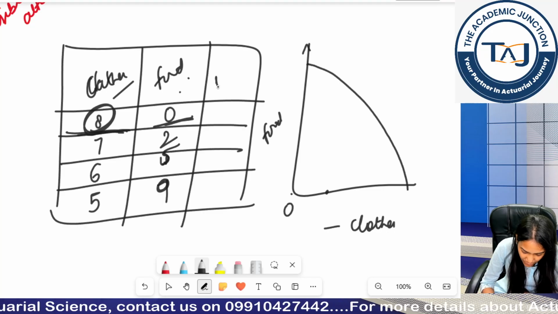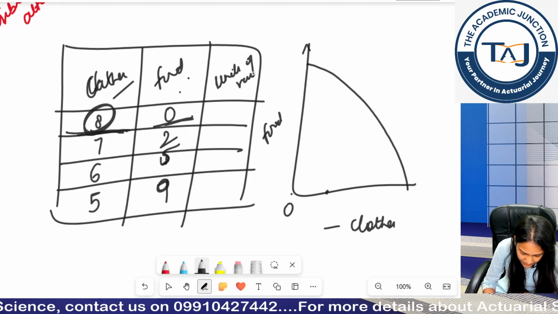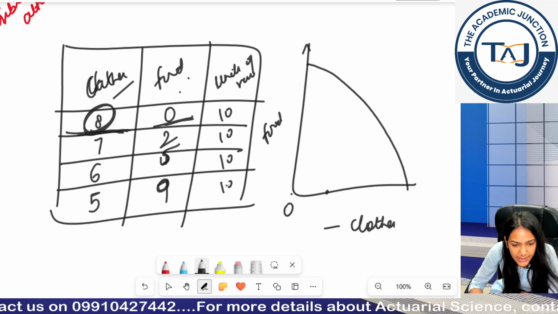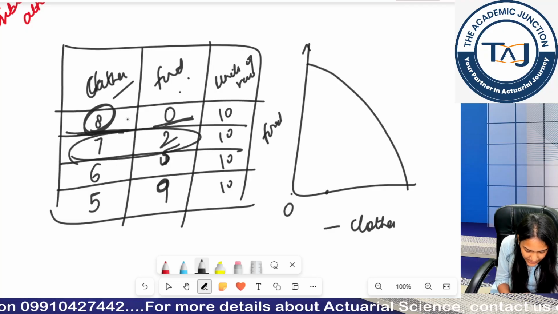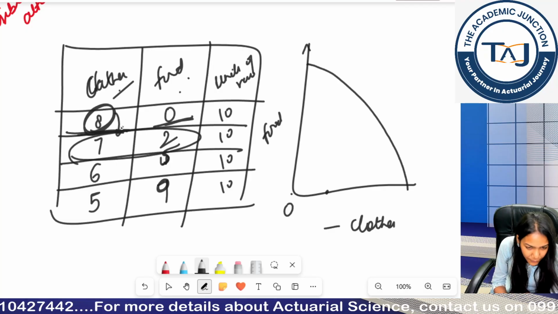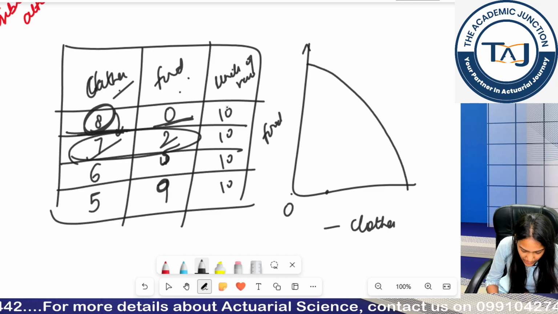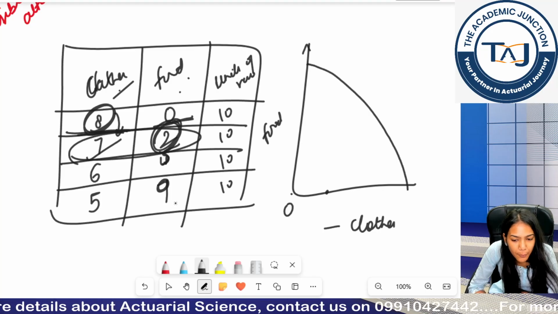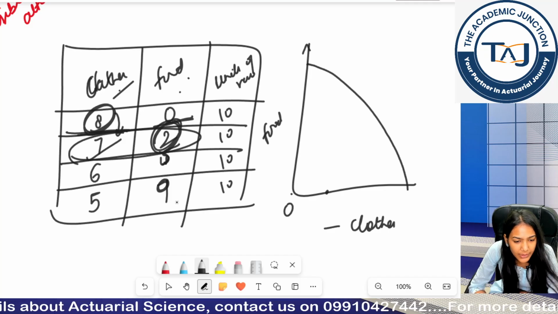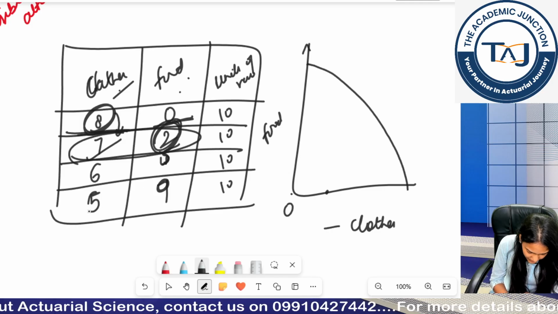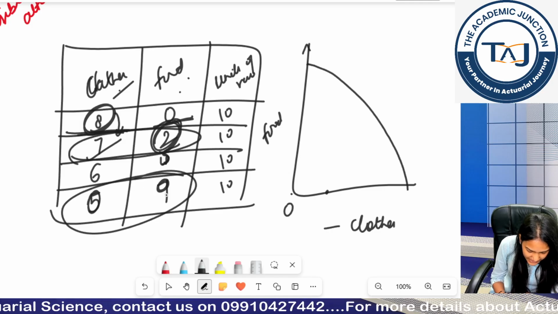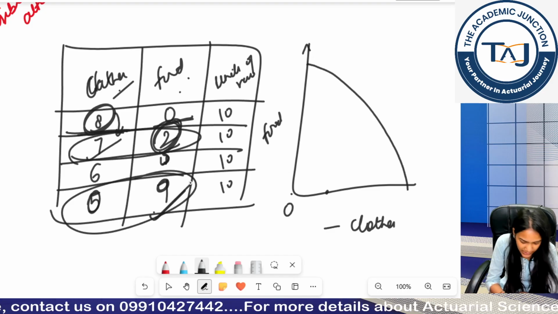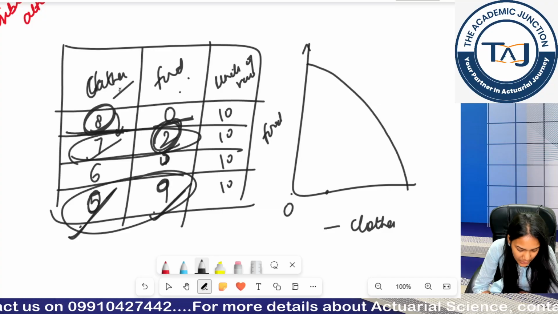Clear? My units of resources remain the same. For example, if I am writing 10, 10, 10, my units of resources remain the same. So this line means when I reduce 1 unit of cloth, I am now producing 7 units of cloth, and my resources are used in a way that I am able to produce 2 units of food. Now coming to this side, this means that when I am producing 9 units of food, I have used all the resources and I can no longer produce any clothes.